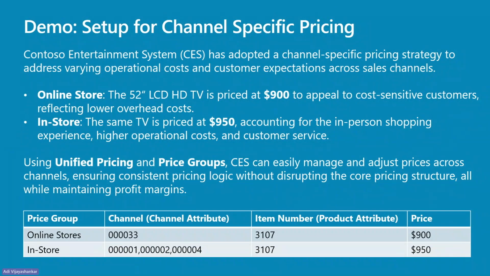So we're going to get into a demo now. We'll explore how Contoso Entertainment Systems, or CES as I refer to them here, has implemented a channel-specific pricing strategy using unified pricing and price groups. I'll show how the price group configuration is set up, and then Yuki in the second part of the demo will show how the price is being applied.